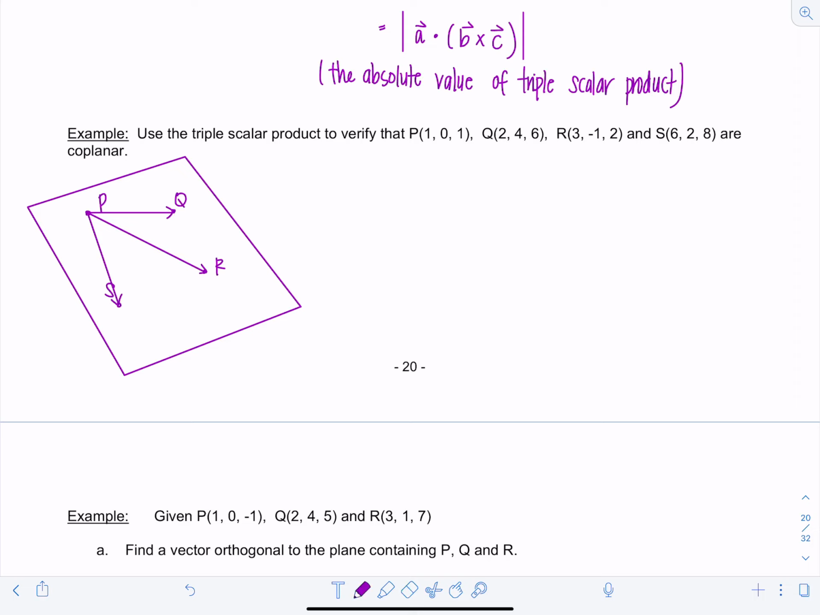It doesn't matter which one you use as the initial point, but just be consistent. So if you're going to have P as your initial point, you have to do PQ, PR, PS. Or you could do QP, QR, QS. It doesn't matter. Okay, let's make our vectors.